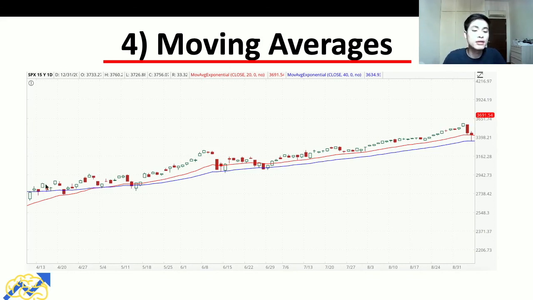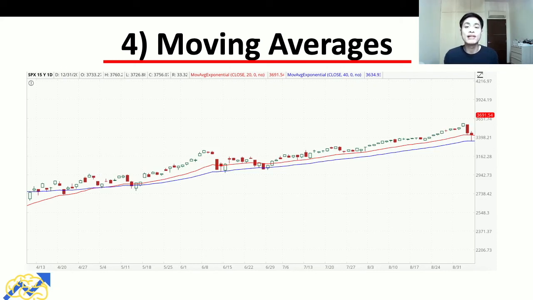Prices found support here, over here, over here, over here, over here, here, and over here. So whenever prices reach that blue line, prices tend to bounce back up. And prices bounce back up from that moving average repeatedly in this example. So we can say that for that moving average, it serves as a dynamic support for the SPX.